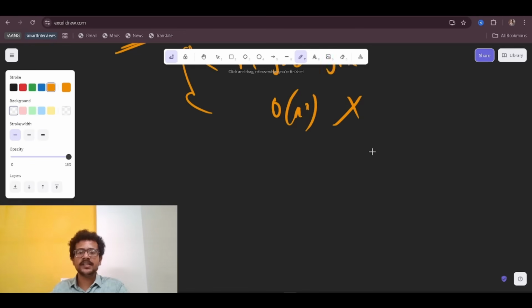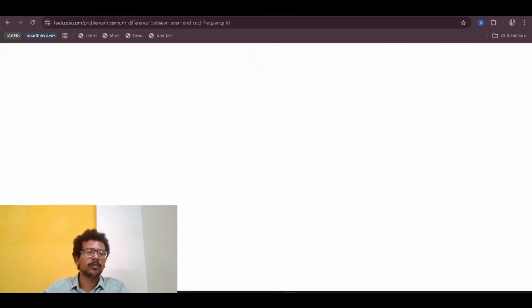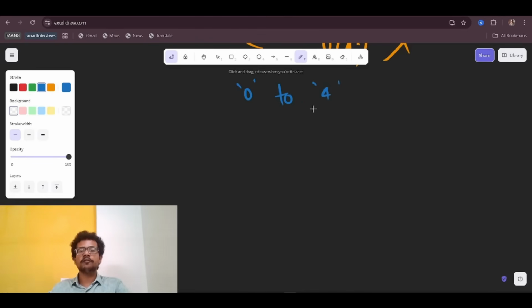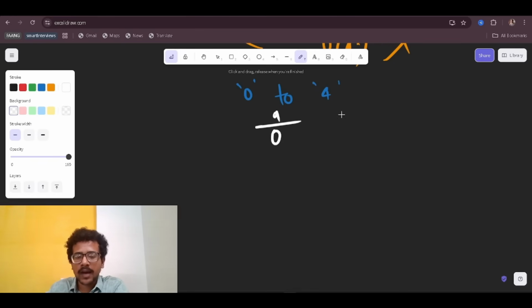But if I see the constraints, I would get a logic that the characters will be from 0 to 4. Let me show you that constraint. So S consists only of digits 0 to 4. Now, if I look at this 0 to 4, I get an intuition that 0 can be my A value and the B value cannot be 0. Firstly, it cannot be 0, right? It would be 1 and 0, 2, 0, 3, 0, 4, right?